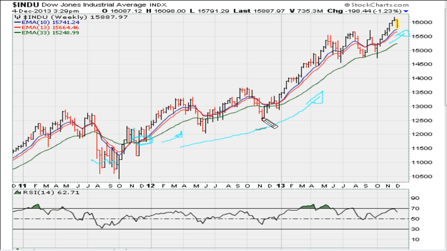It's not the best, but it just helps you understand where you should position yourself, long or short.